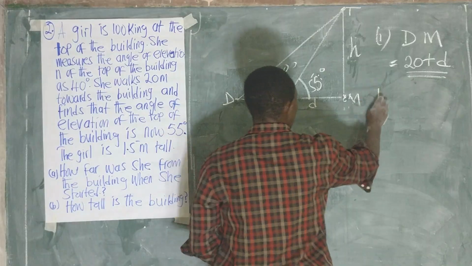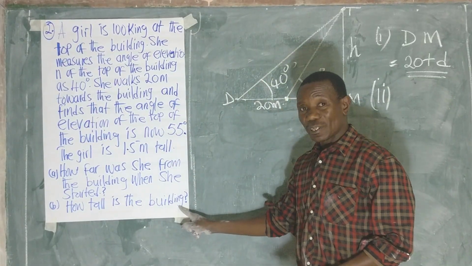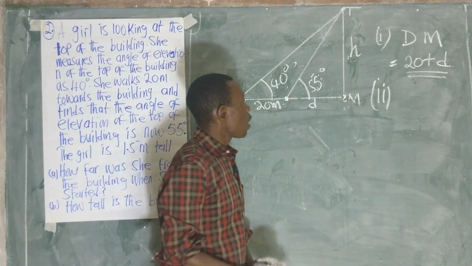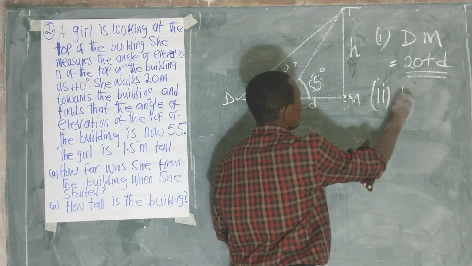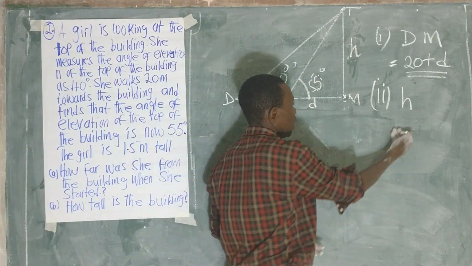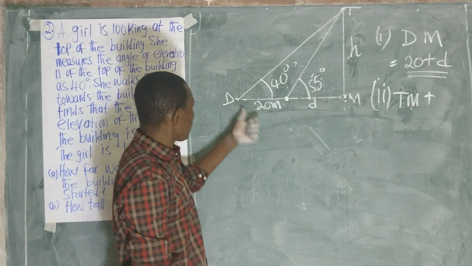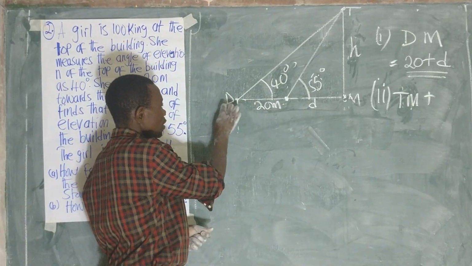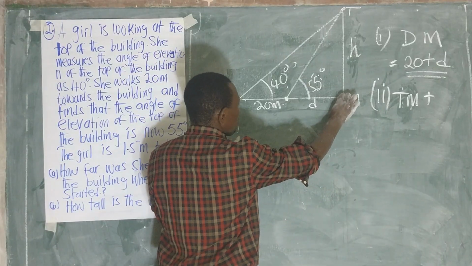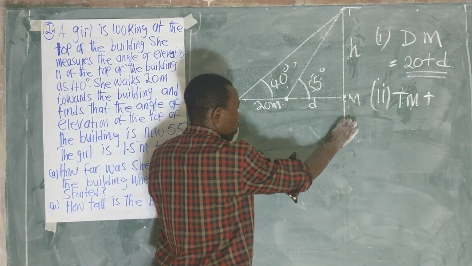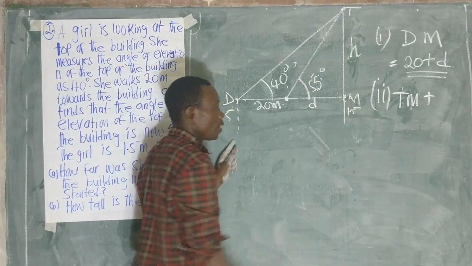Secondly, for the next part of the question, they're asking us to find how tall the building is. Here, it means we have to find the value of h. So it will be h in this case, which is TM. Let me write this as TM plus. Remember, this is the woman here. She is 1.5 meters tall. So as much as she's 1.5 meters tall, we expect the building to go further like that. If this is 1.5 meters tall, this one should also be 1.5 meters.